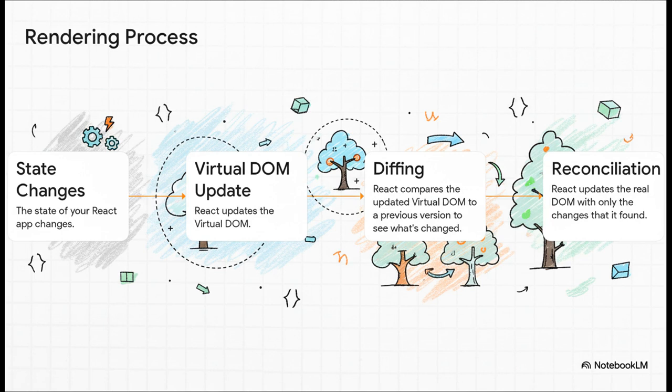When state changes, boom, React creates a new virtual DOM. Then it plays a game of spot the difference between the old one and the new one. That's called diffing. It finds exactly what changed, and only then does it go and update that one tiny part of the real screen. This whole process, that's reconciliation, and it's what makes React feel so snappy.